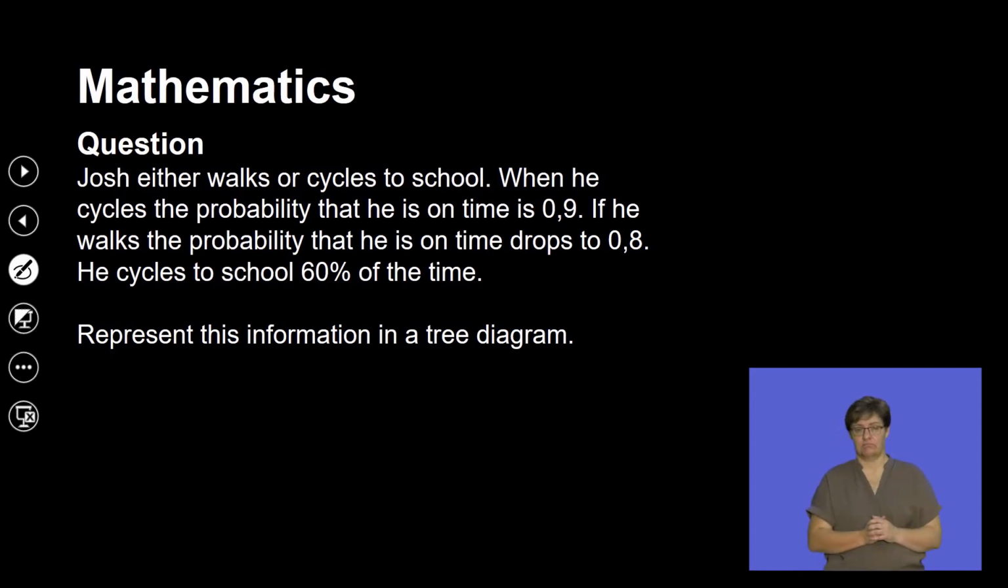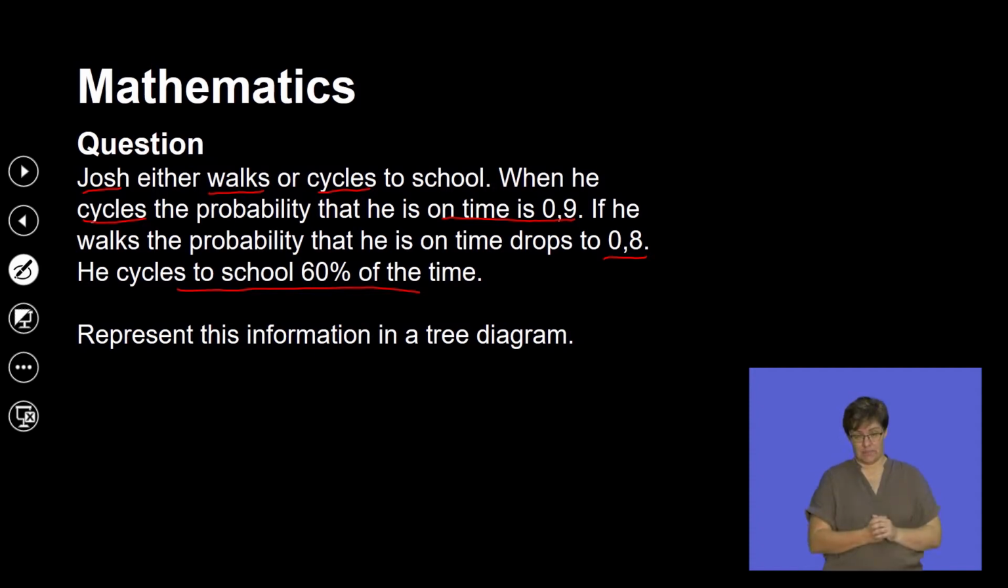So Josh decides that he's either going to cycle or walk to school. And when he cycles, the probability that he's on time, so he's either early or on time, is 0.9. Remember, that goes with when he cycles. If he walks, the probability that he's on time drops to 0.8, or 80%. Now, he cycles to school 60% of the time. What we're required to do is to represent this information in a tree diagram.